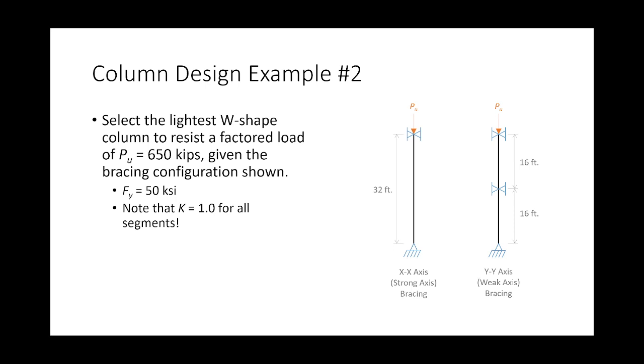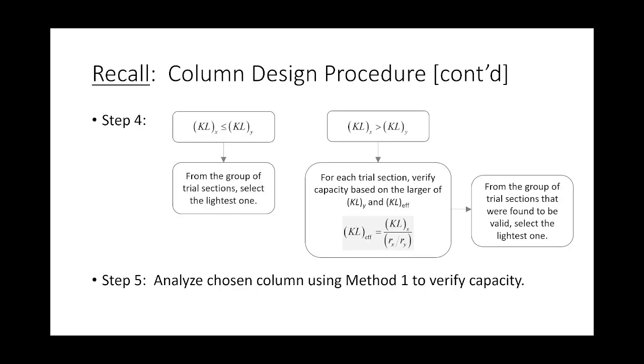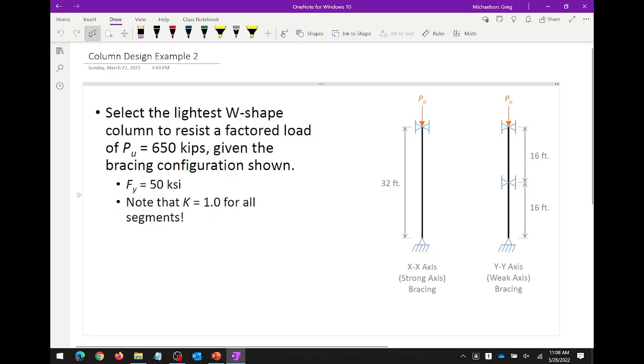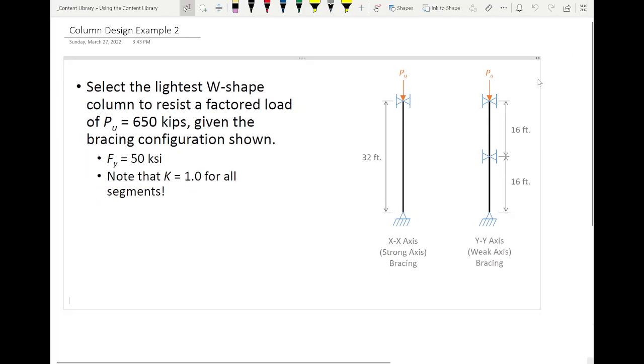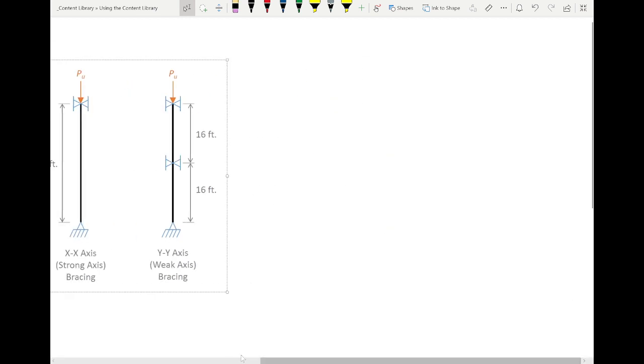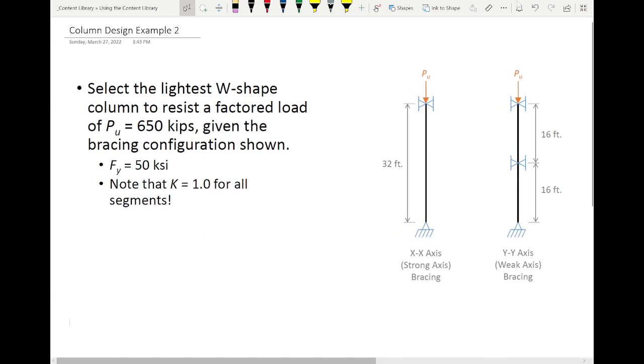Okay, so column design example 2. One of the things with this column, I went ahead and gave you the load. Let me go to the notebook because I already have it right here. Let me make this a little bigger. There we go. All right, so we're going to determine the lightest W shape for this bracing configuration and this load.